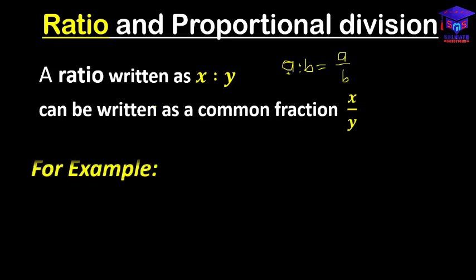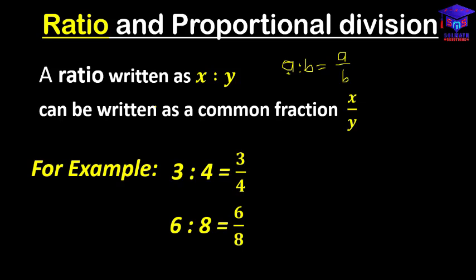For example, if I have a ratio 3 is to 4, I can write it as a fraction, that is 3 over 4. Likewise, if I have 6 is to 8, I can write it as the fraction 6 over 8.